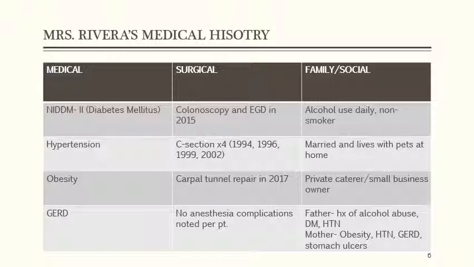Her family and social history: she has some type of alcohol use daily. She's a non-smoker. She's married and lives with her pets. She's a private caterer and a small business owner. Her father has a history of alcohol abuse. He's a diabetic and has hypertension. Also, her mother is obese and has hypertension, GERD, and stomach ulcers.